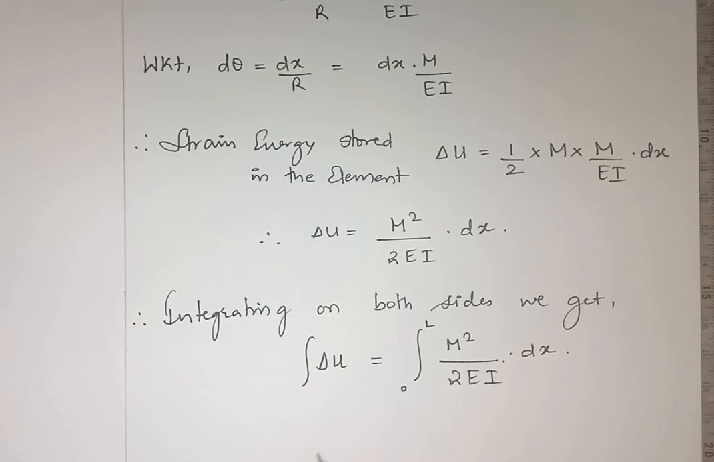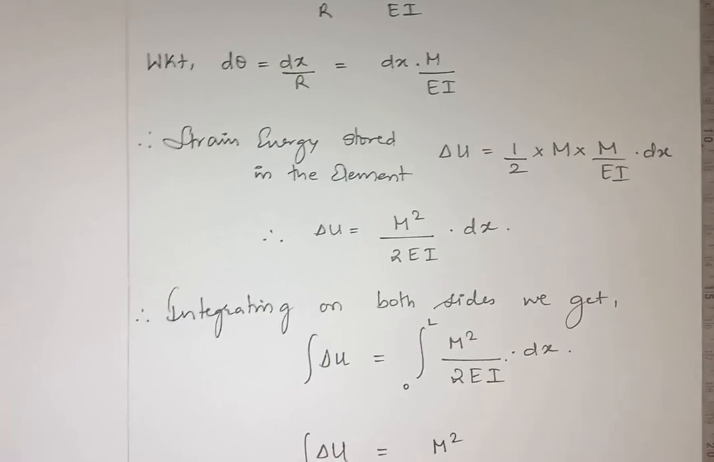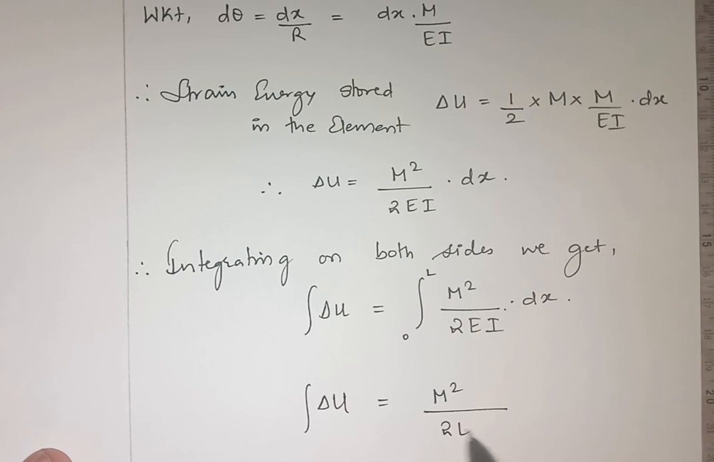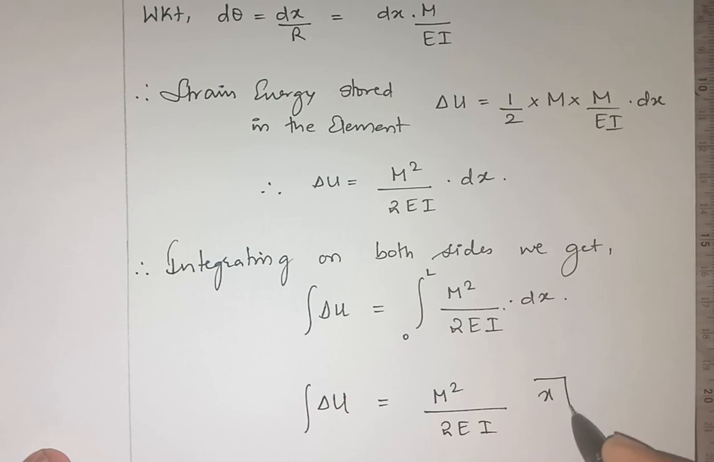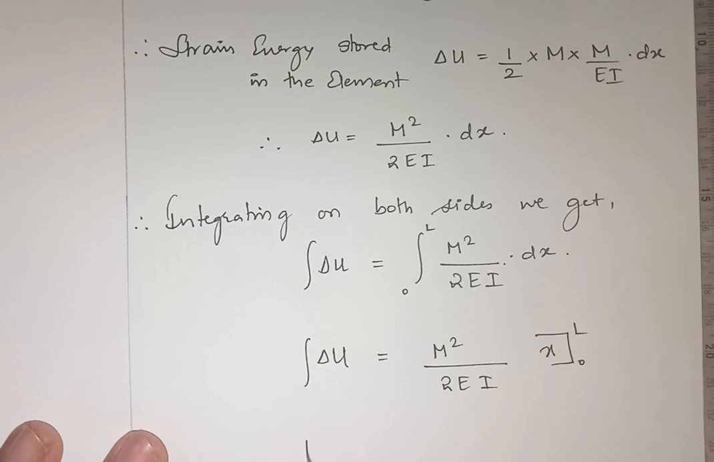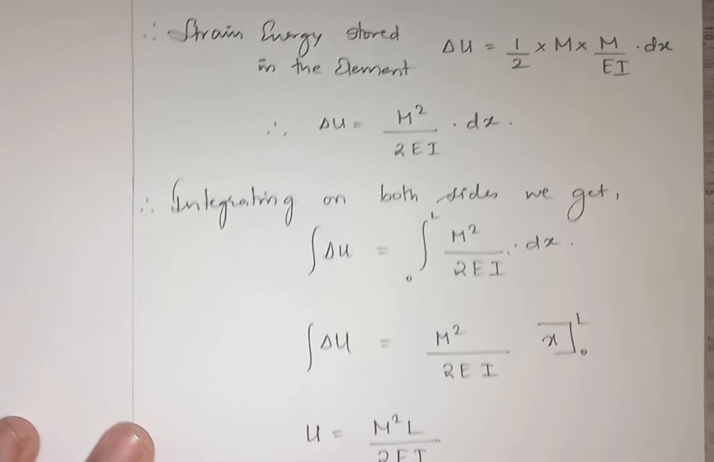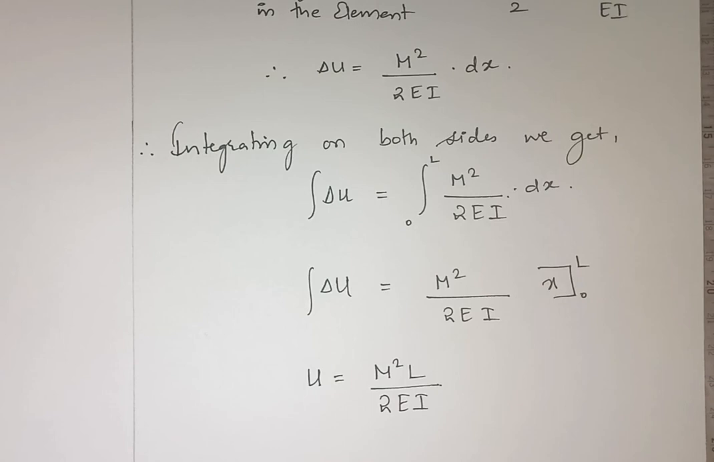Further, you can write one more step. Delta u is M square divided by 2 times EI, and the integration of dx is x, for that it is 0 to L. So if you integrate, it becomes U is equal to M square L divided by 2 times EI. Right, so this is the expression for strain energy due to bending.